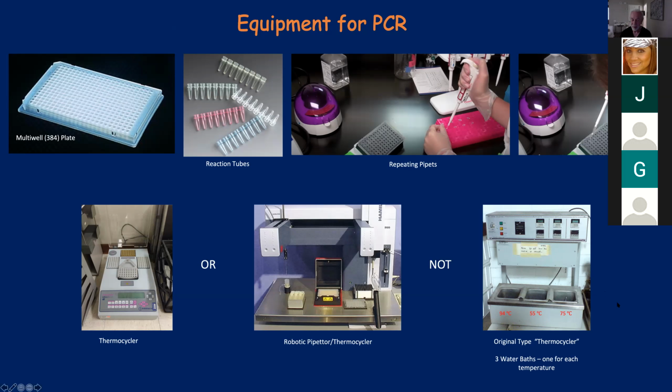And for example, to get 33 million copies of your target, you needed to do 25 of these cycles. Everybody hated having to do PCR until thermocyclers came along, and that made it easy.